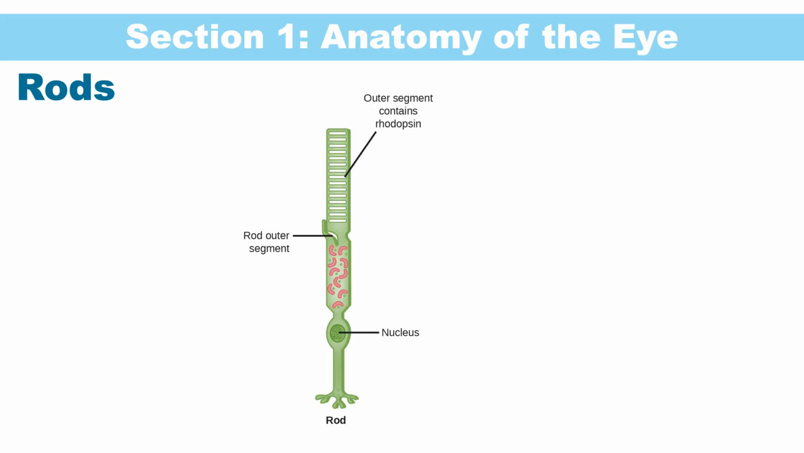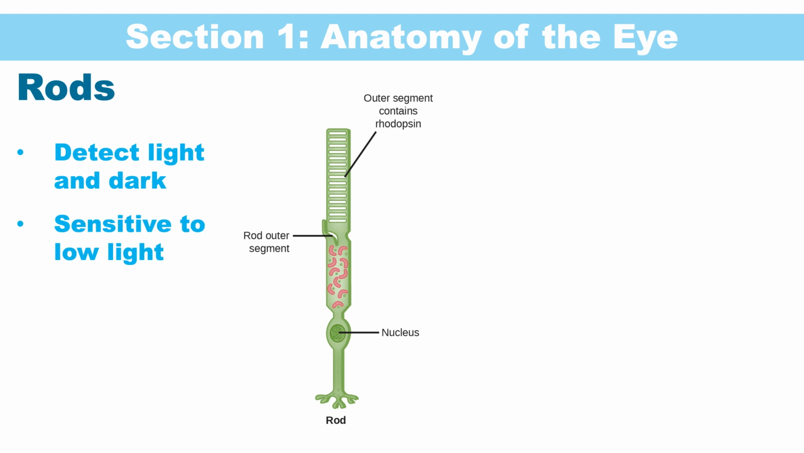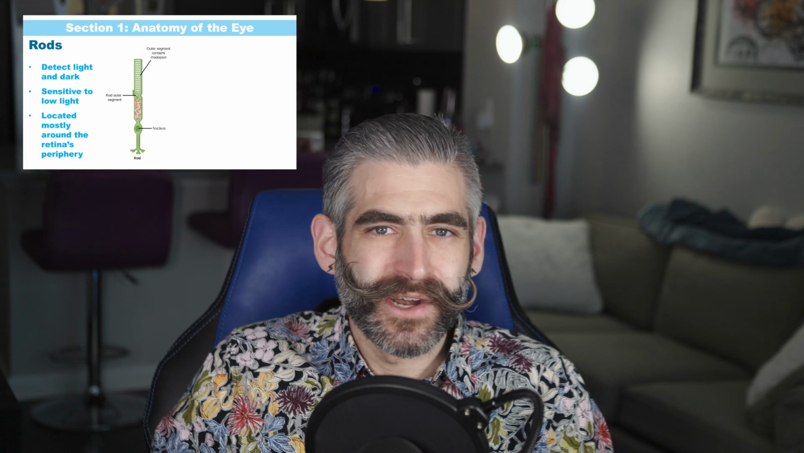Now, the retina is lined with photoreceptors. These are specialized cells that detect light and convert it into neural signals. Rods are responsible for detecting light and dark. They're super sensitive, which makes them perfect for night vision, but they don't pick up color, and that's why everything looks a bit gray in the dark.